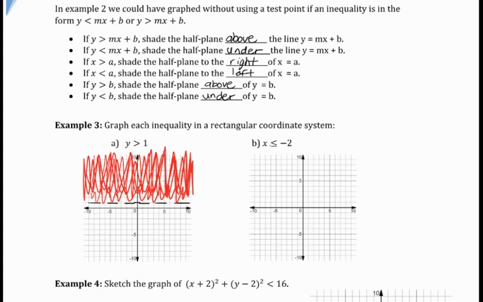For example b, we have x is less than or equal to -2. Now this is going to be a vertical line that's crossing my x at -2. So a vertical line, this is going to be a solid line at -2. So right here. And now for this one, we're going to use the fourth one that says if x is less than a, shade the half plane to the left of x equals a. So let's go ahead and shade to the left.